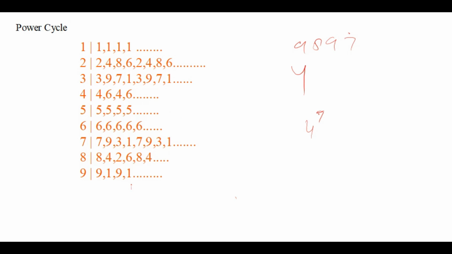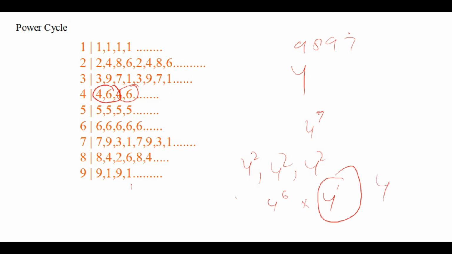Just break it into the cycle, 4, 6. It means the cycle is 2. After 2 it is repeating itself. So when it is repeating, you can say that it would repeat as well, 4 power 2, 4 power 2. So when you multiply this, that would be 6. The last is the 4 power 1. So what could be the 4 power 1? It is 4. Okay, you can do that.